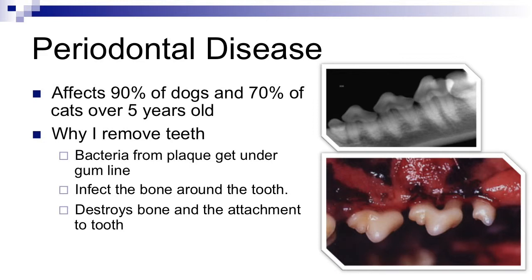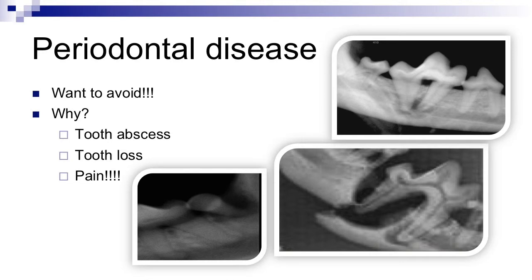In that bottom picture you can actually see the root of the tooth. You can see where the bacteria has caused significant periodontal disease such that we have gum recession and bone recession, and now we have lost the attachment that tooth needs to be healthy. In this slide, we see some examples of periodontal disease on x-rays. This is what I'm really trying to avoid. This is why cleanings are so important, why home care is so important, because if I can prevent or limit periodontal disease, I can save teeth. I can prevent tooth abscesses, I can prevent tooth loss, I can prevent pain.